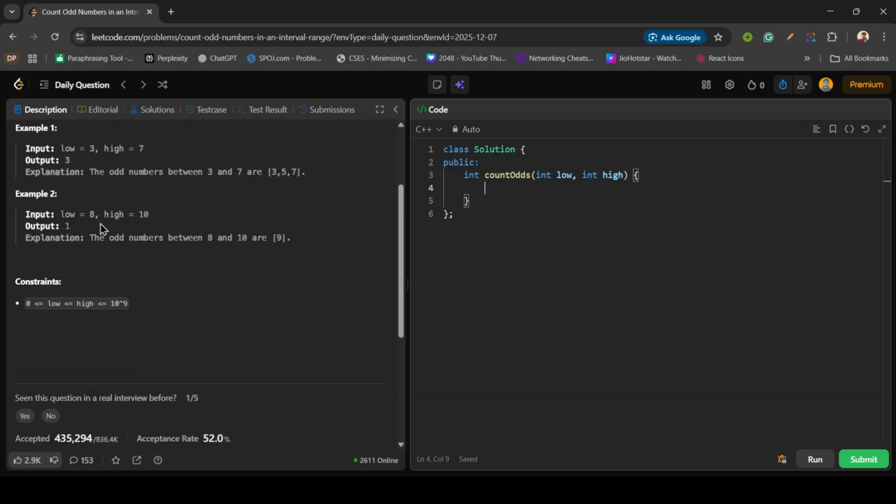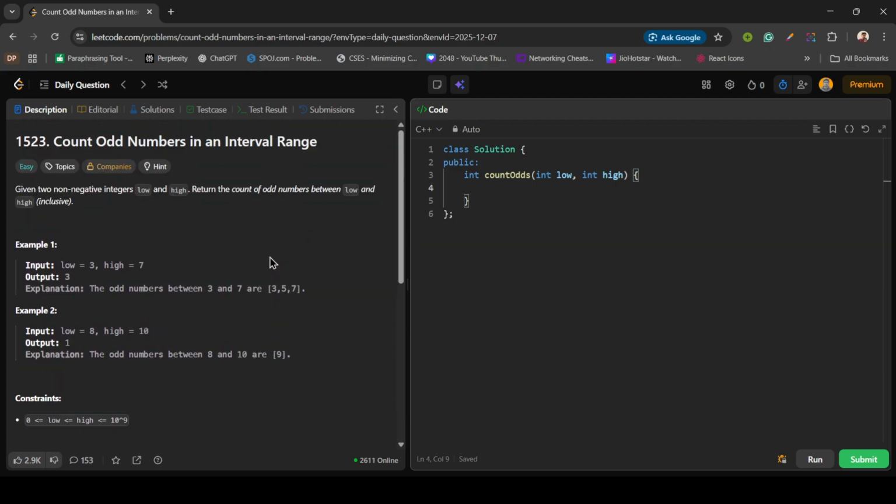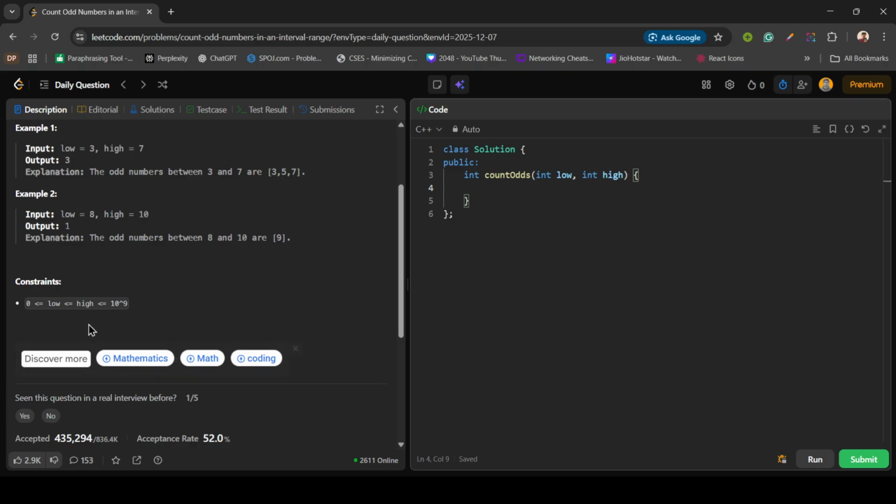And similarly, if we see the second example, it is 8 and 10. So odd numbers between 8 and 10 will be what? 9. Yes, only one, right? So the answer is 1.